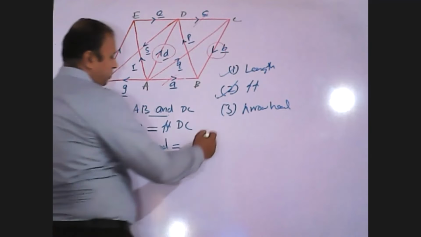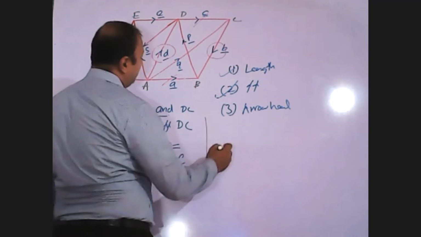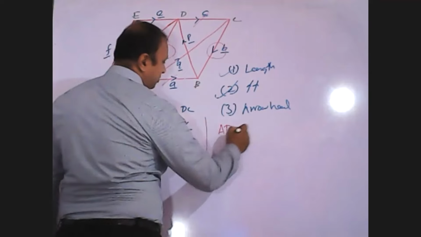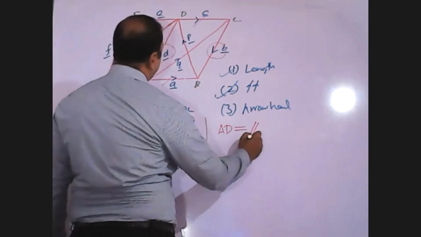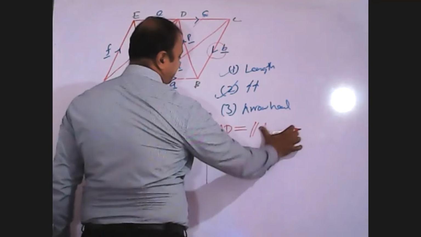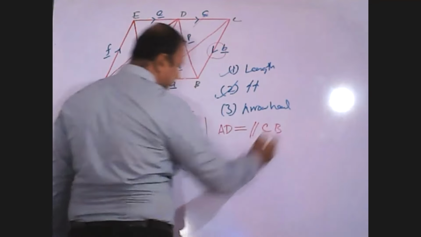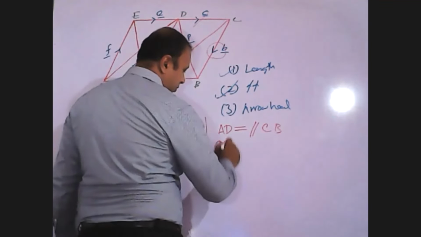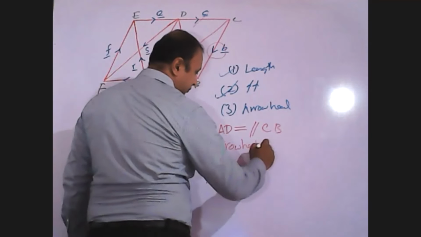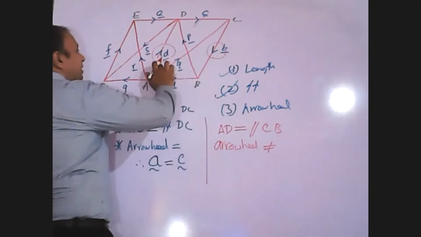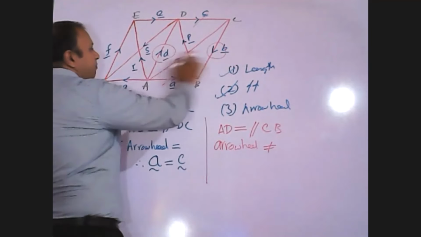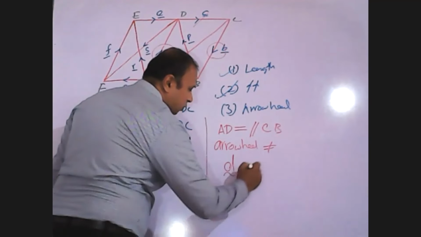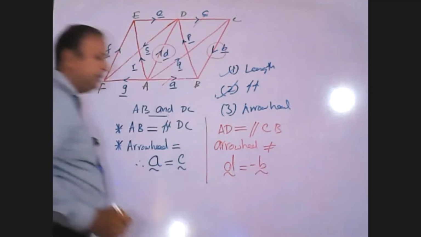So B and D. If I take B and D, the direction of AD is equal and parallel to BC, CB. But the arrowhead directions are opposite. Arrowhead directions are not equal. Therefore, D and B are negative vectors. So I can write vector D is equal to negative vector B.